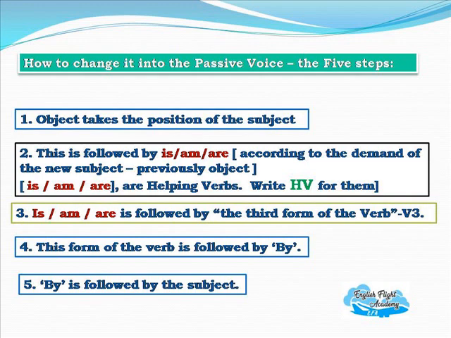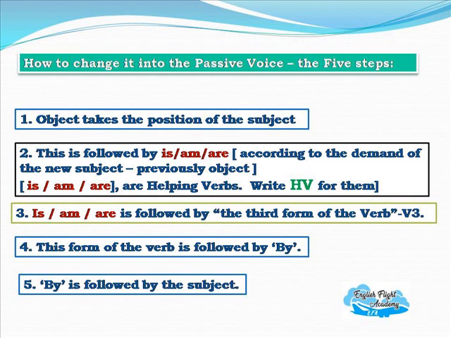This is followed by is/am/are according to the demand of the new subject, previously the object. Then is/am/are plus helping verbs. You all know is/am/are are helping verbs. Then write HV for them. For helping verbs we are using the short form HV.